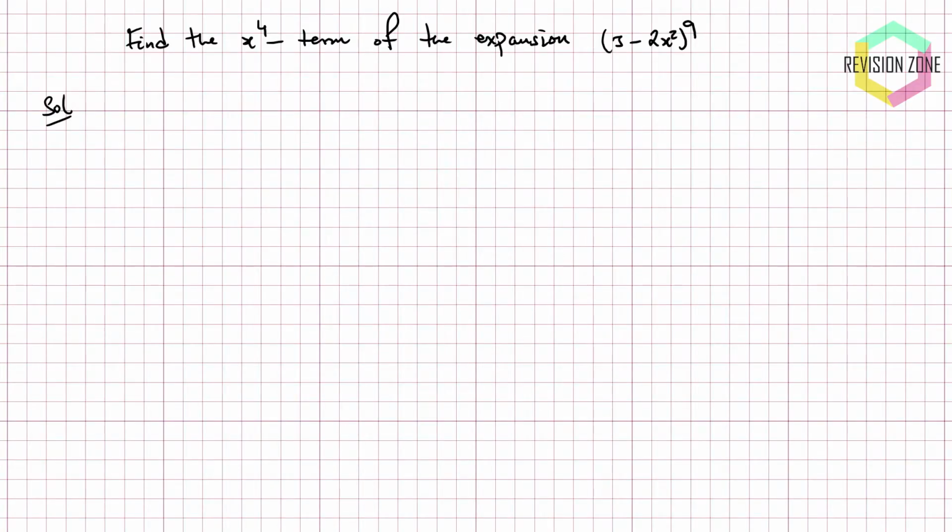In this question, we're given the expression (3 − 2x²)^9, and our task is to find the x⁴ term coming out of this expansion. Okay, so let's see how we could do this.